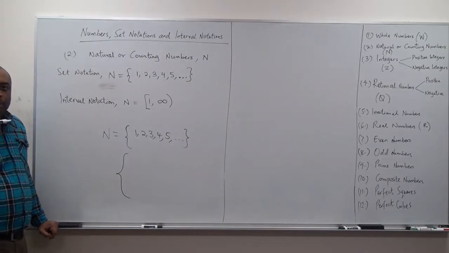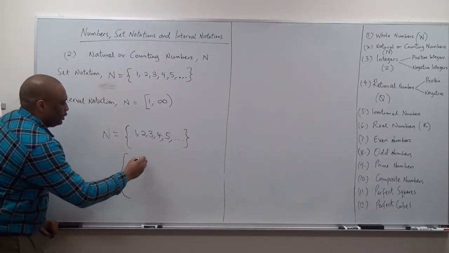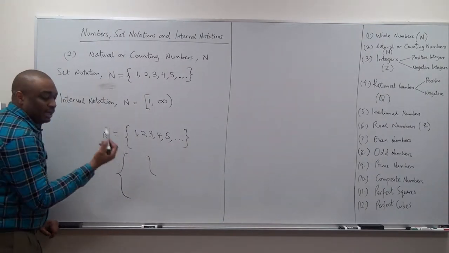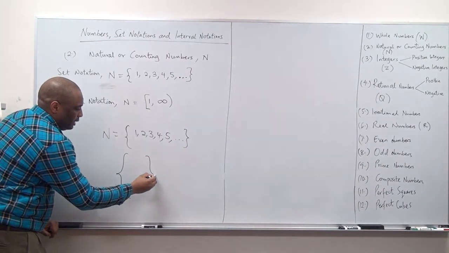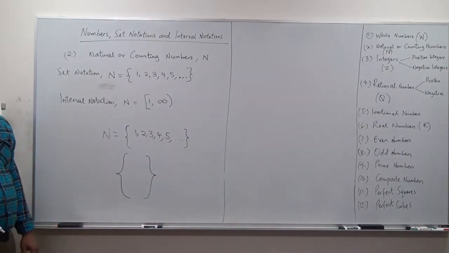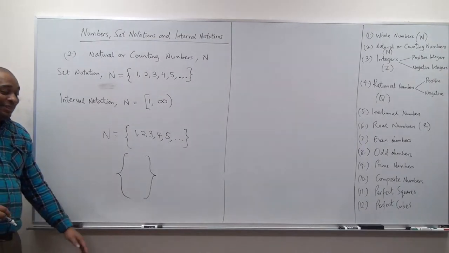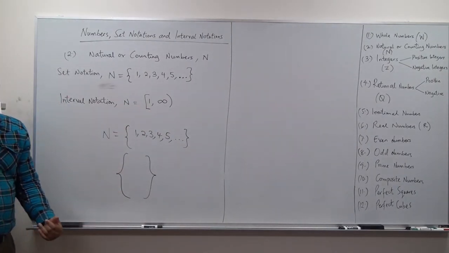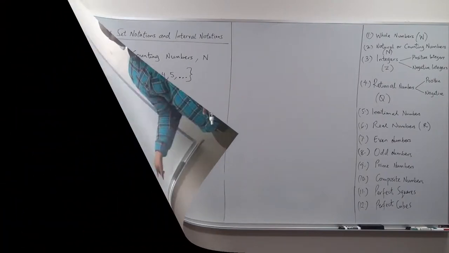The same thing if you want to make the ending symbol, you just do something like this. Then you use your pencil and point it here and you make it like this. If you're writing set notation and you write parentheses or bracket, it is wrong. You must write the correct set notation.